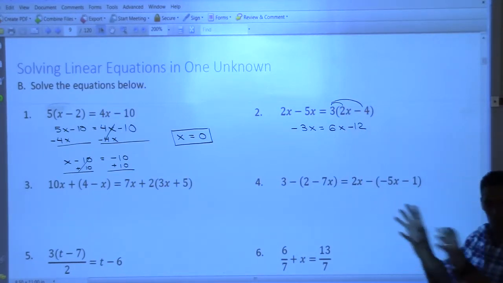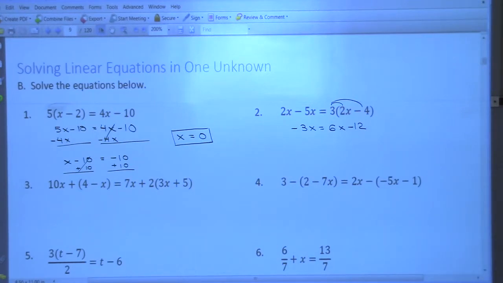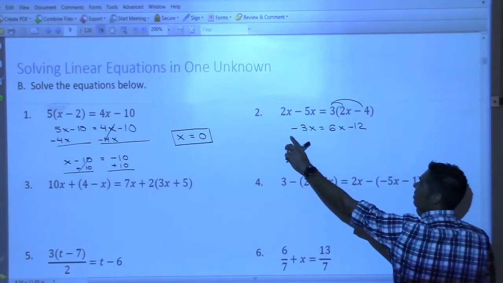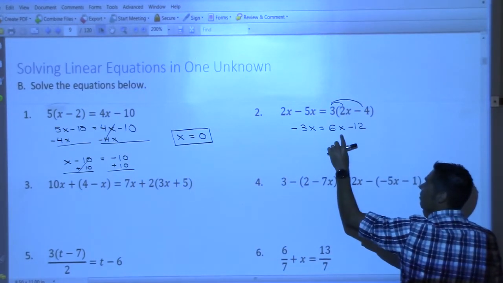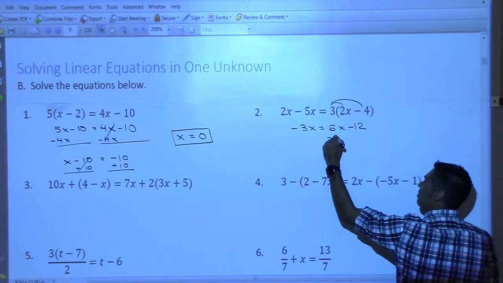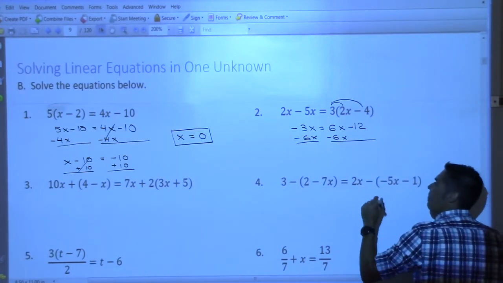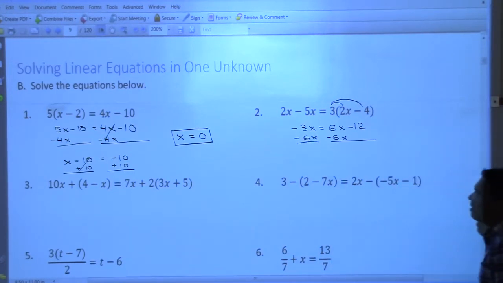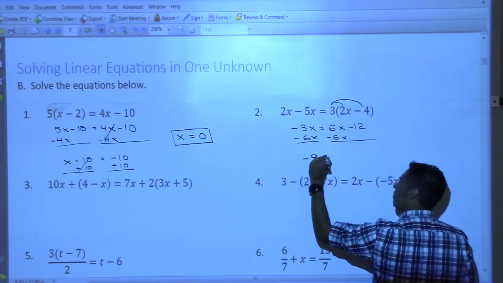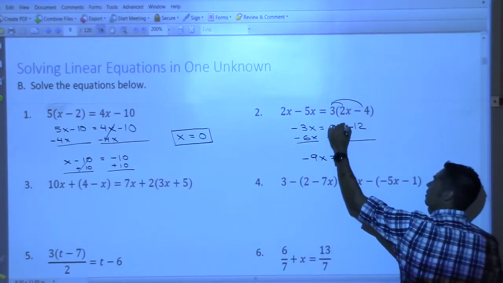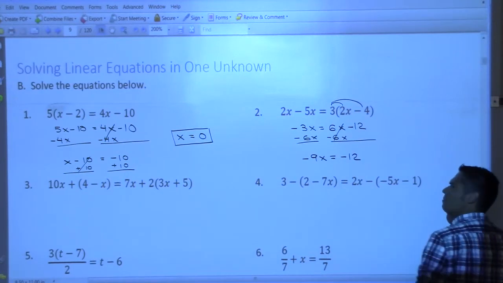So now I just need to move my x's to one side. And again, we get a choice here. So which side? You want everything on the left side? That's fine with me. So if I'm going to move my x's to the left, get them all over there, what do I have to do to get rid of this? Subtract 6x. So what is negative 3x take away 6x's? Negative 9x. Equals, what's still over here? Negative 12.